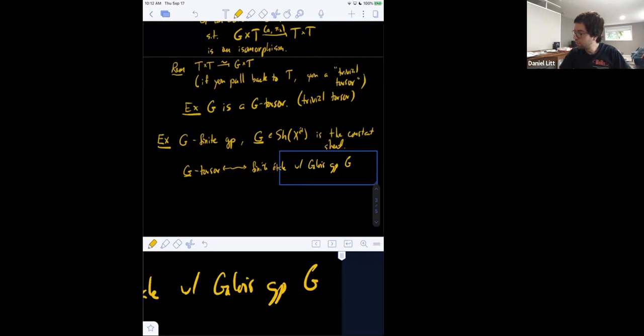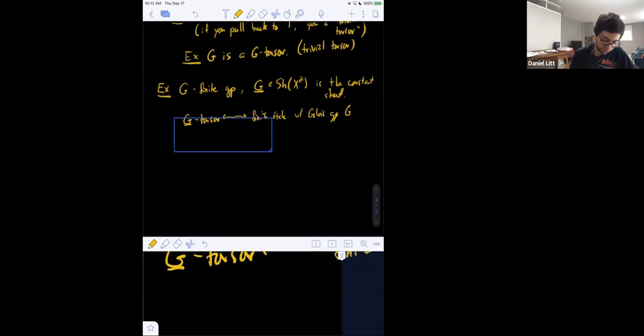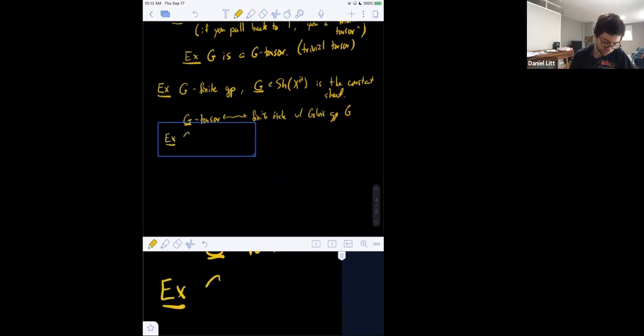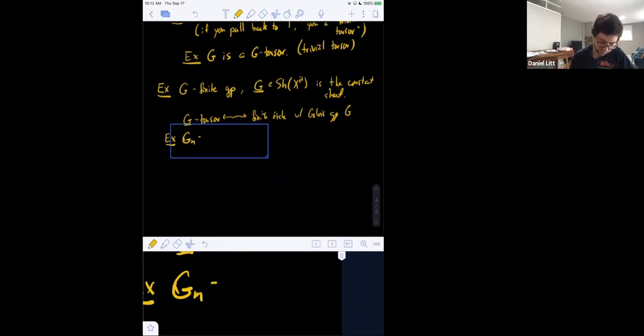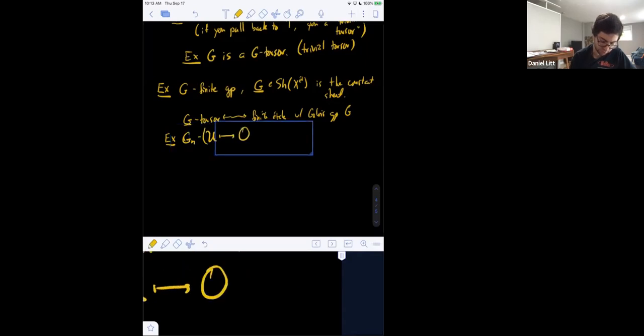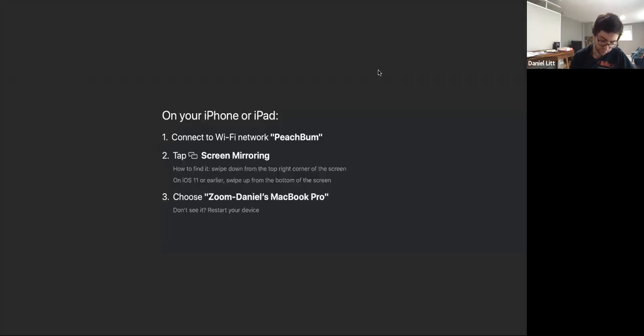All right, what about another example. Let's let G_m, as a sheaf, send U to the units in the functions on U.